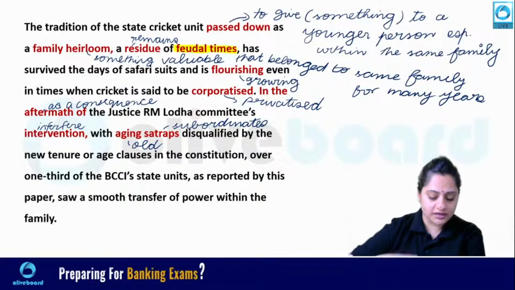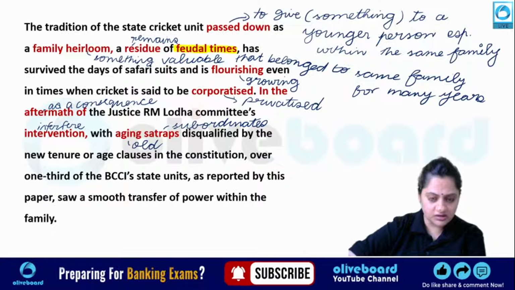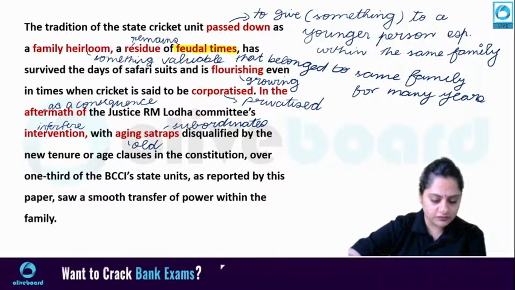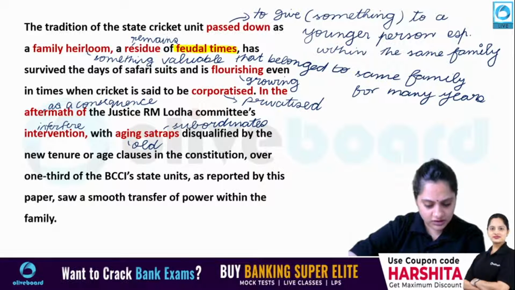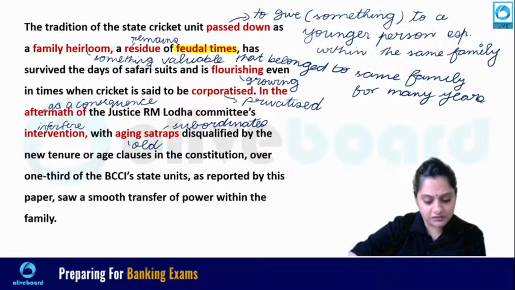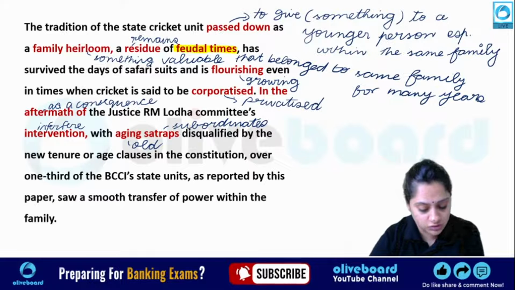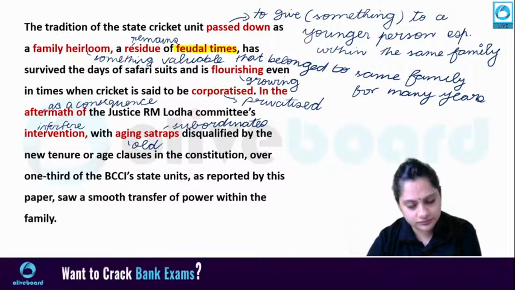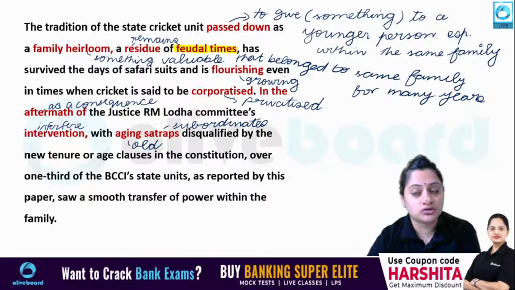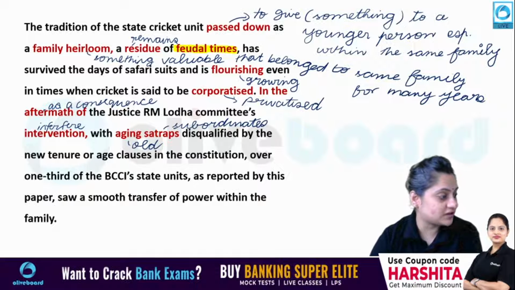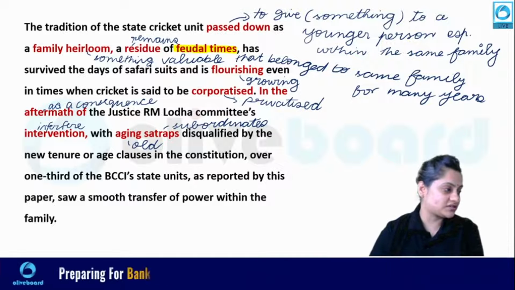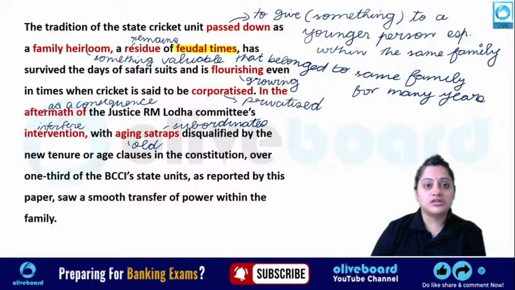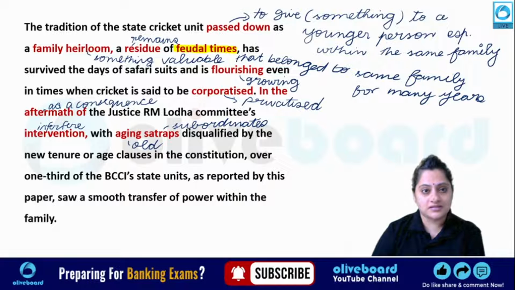तो एक पर्सन था फ्यूडल टाइम्स, अगर हम बोलते हैं फ्यूडलिज्म, particularly this concept you should all know in very simple terms. What is it? If I talk about feudalism or feudal times, there was a social system that existed earlier in which people worked and fought for a person who owned the land, because people received protection from the owner. In return, people used to be very loyal towards this landowner. Like the zamindari system, same feudal. So the tradition of the state cricket unit passed down as a family.